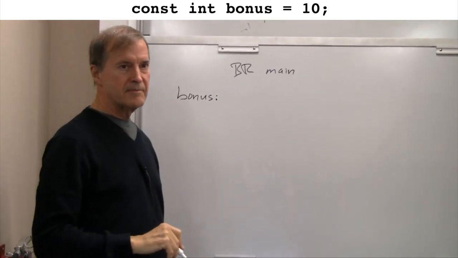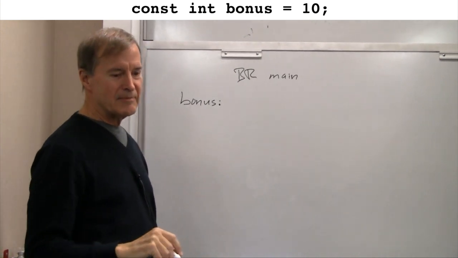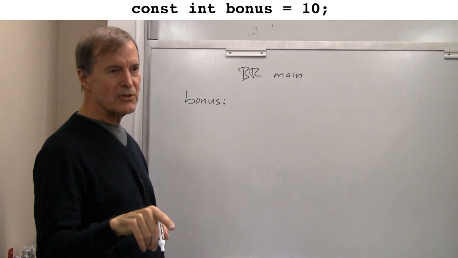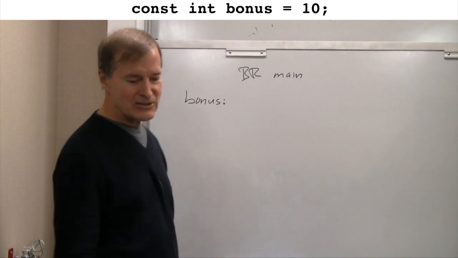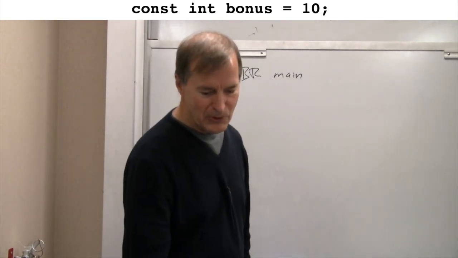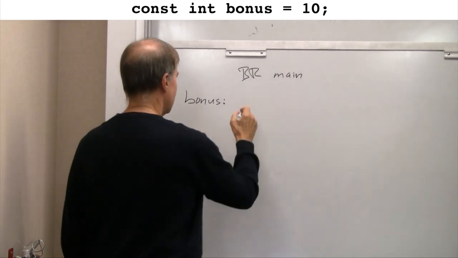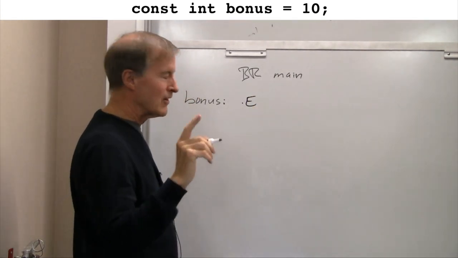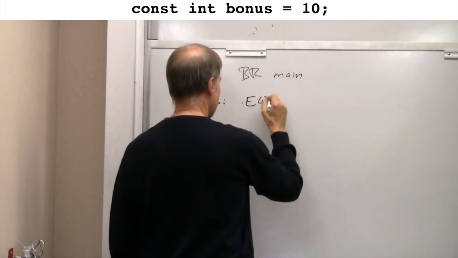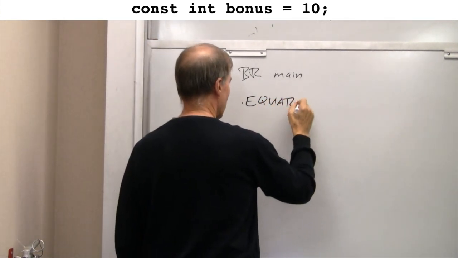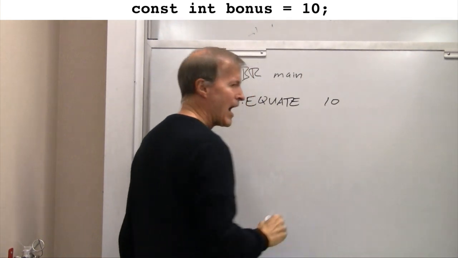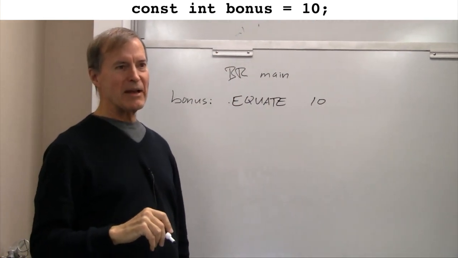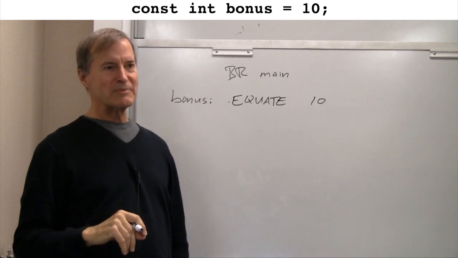And what does this say, const int bonus equals 10? So what do you think? Dot equate, and then 10. Well, hold on. It is dot equate, EQU, and it's just 10. It would not be immediate addressing, and this is not an instruction. It's a dot command, so dot commands don't have addressing modes. Are you with me?